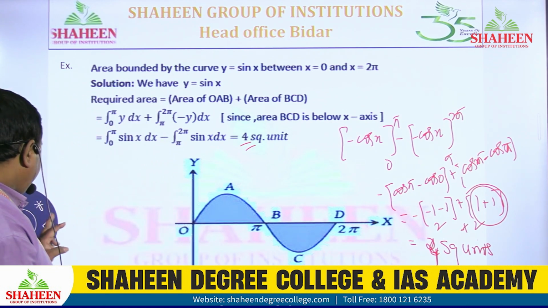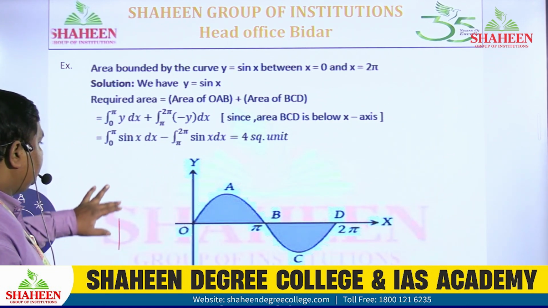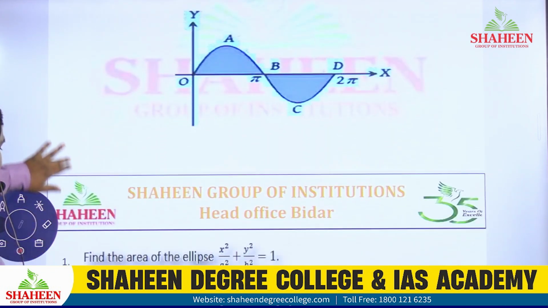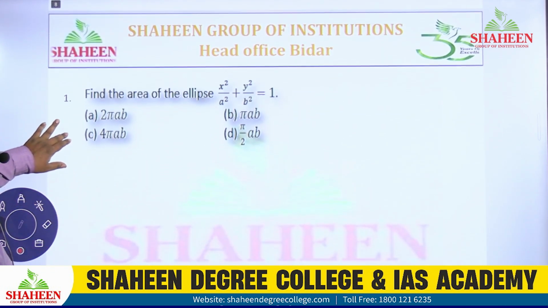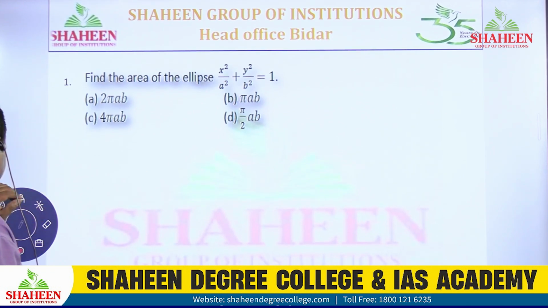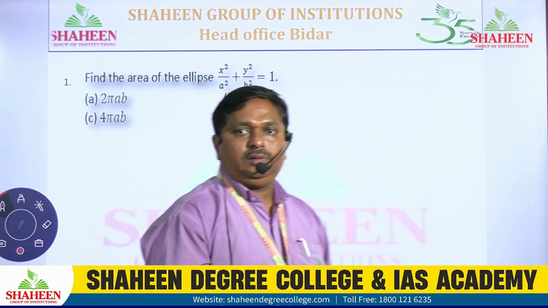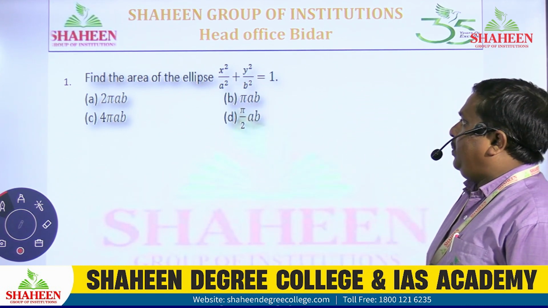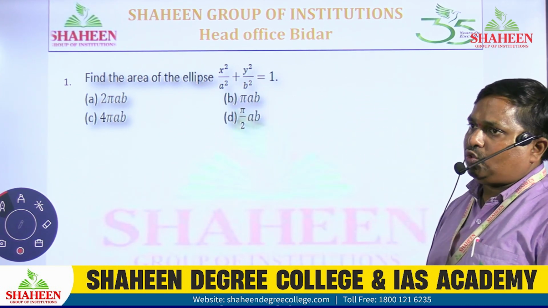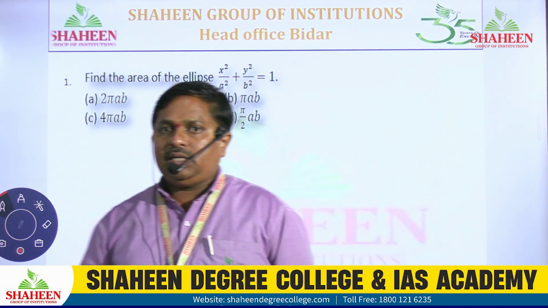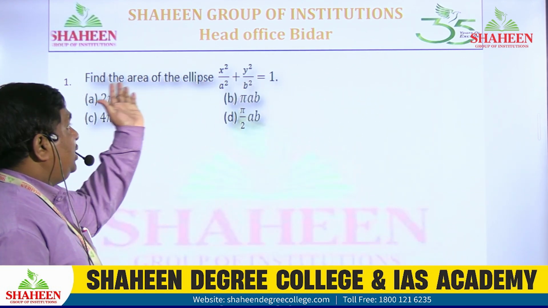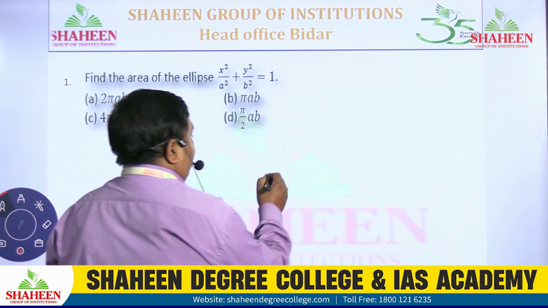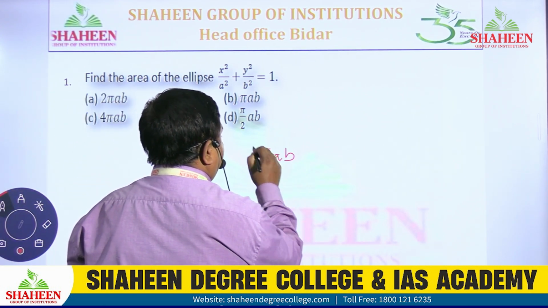Okay, next. Okay, from here our question starts. Find the area of the ellipse x square by a square plus y square by b square equals to 1. Suppose this is a case of area of ellipse. The area of ellipse formula, you remember, is pi ab.